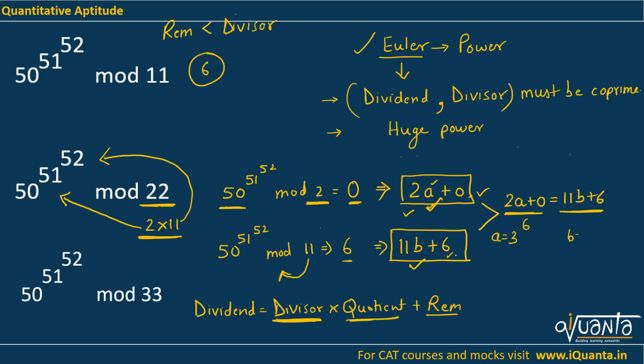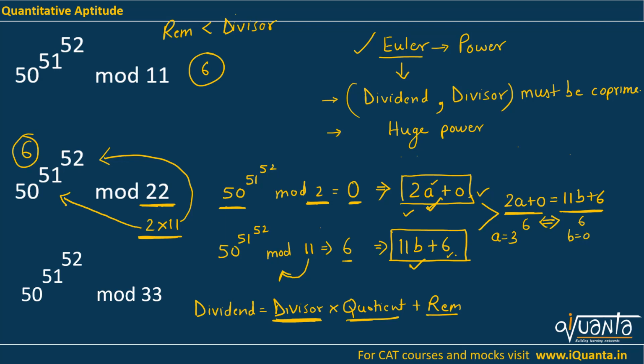So if I take a equal to 3, then this LHS becomes 6. Similarly, if I put b equal to 0, then the RHS becomes 6. So that means you have to look for values of a and b such that LHS becomes equal to RHS. So at 6, these two are becoming equal. That means the remainder should be 6 over here. So the answer to the second question will also be 6.